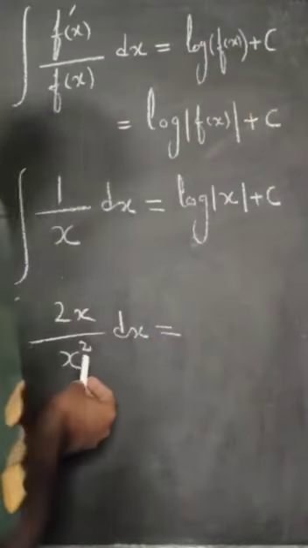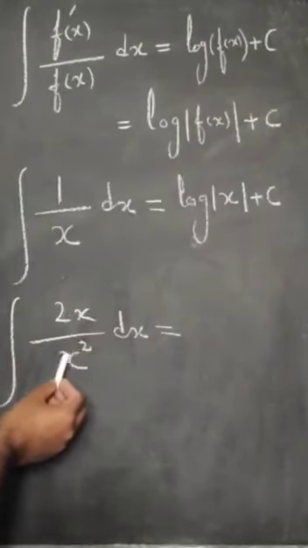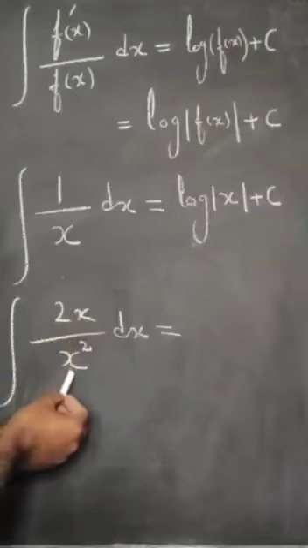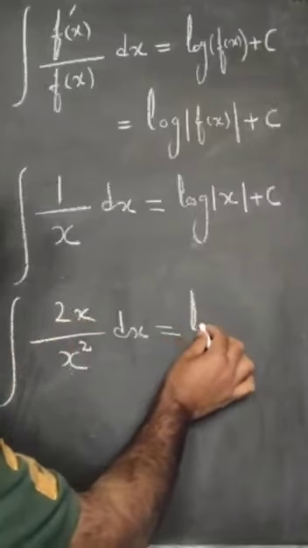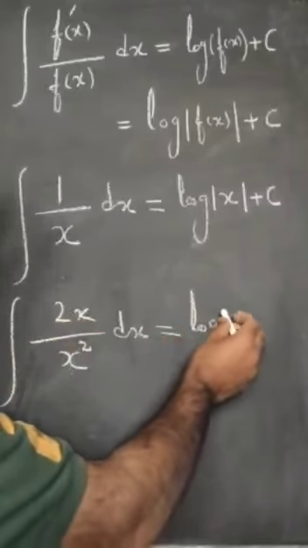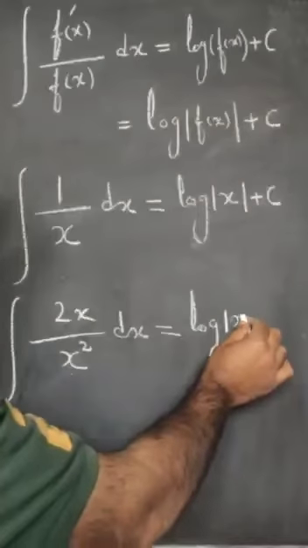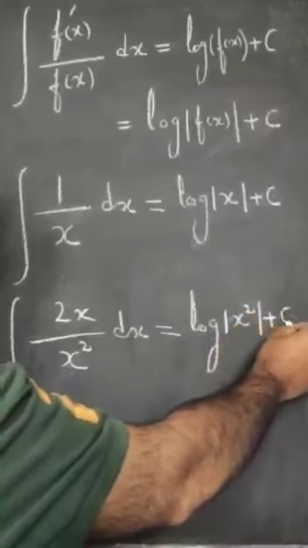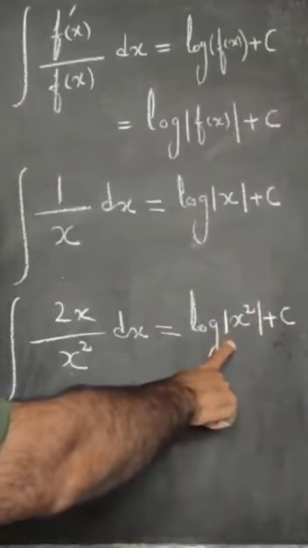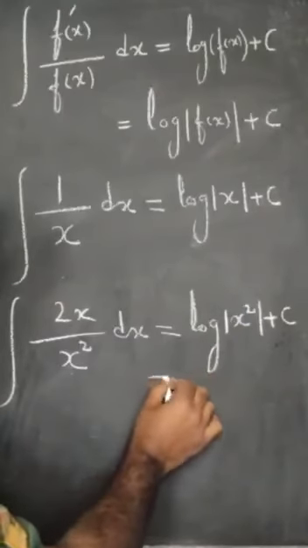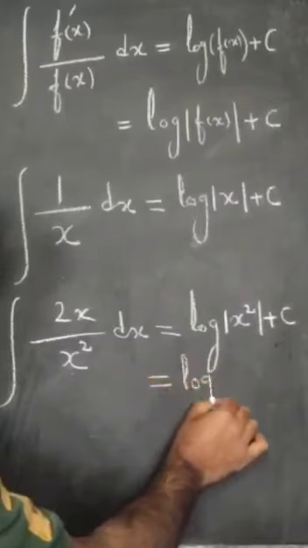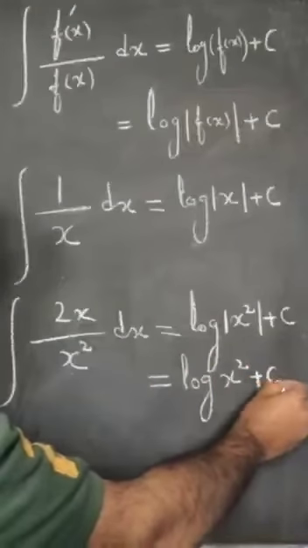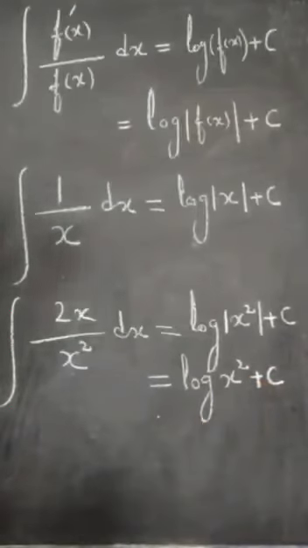Now look here, in this case in denominator we have x square, and in numerator we have 2x, that is derivative of x square. So here we can write this is equal to log of mod of denominator, that is x square, plus integration constant c. In this case the modulus is not required because x square is always positive, so we can simply write it like log of x square plus c. That completes the result.